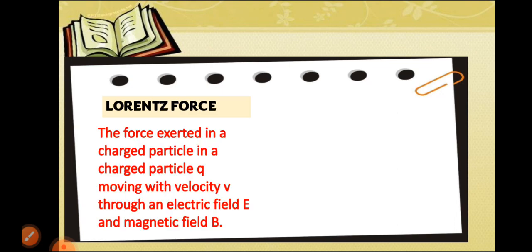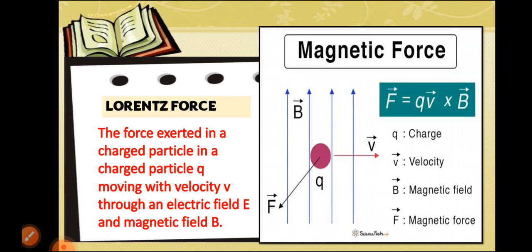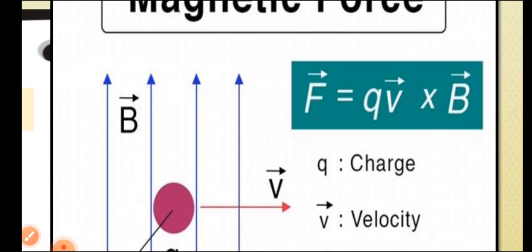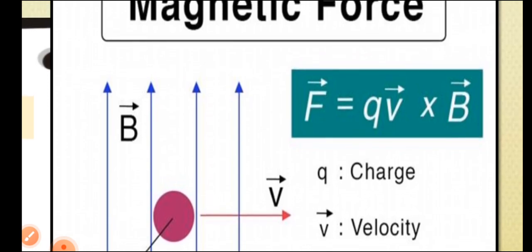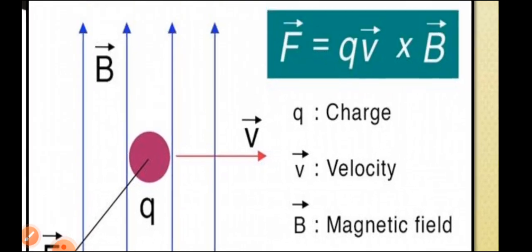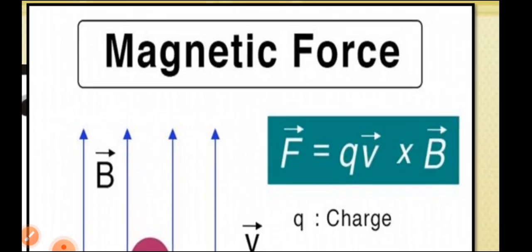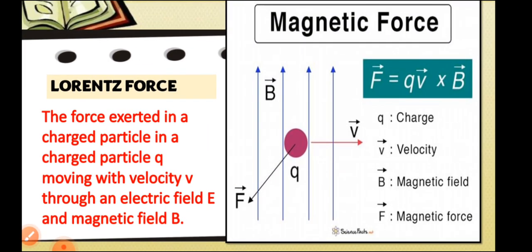So what is a Lorentz force? A Lorentz force is the force exerted on a charged particle q moving with velocity v through an electric field E and magnetic field B. So, a magnetic force, as expressed in the Lorentz force law, can be expressed using the equation F is equal to q v times B, where q is the charge, v is the velocity, B is the magnetic field, and F is the magnetic force.